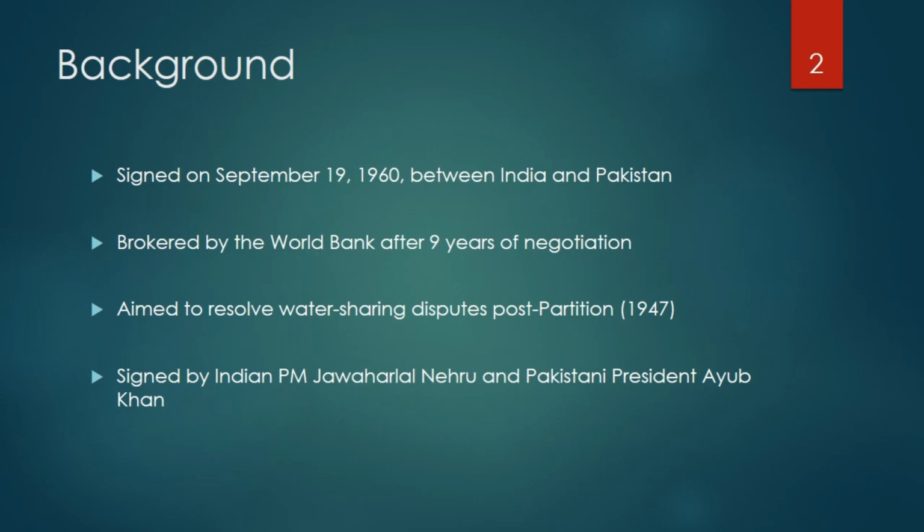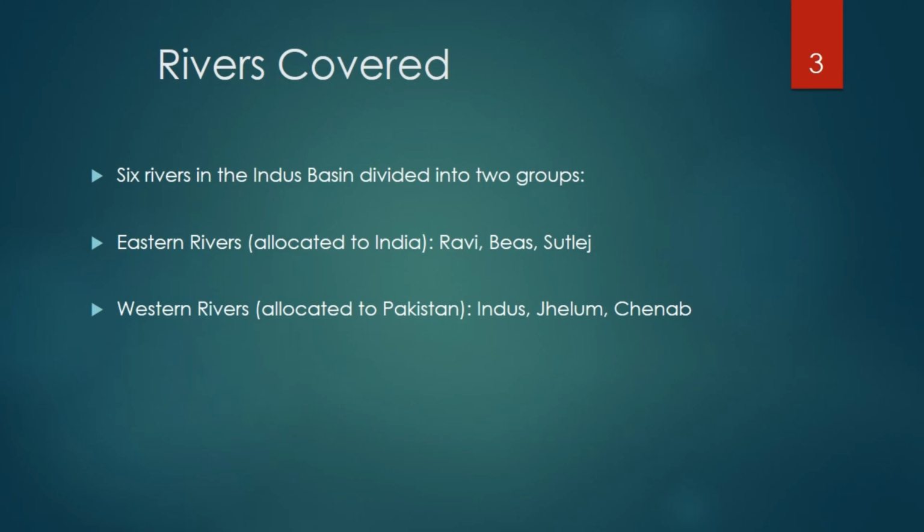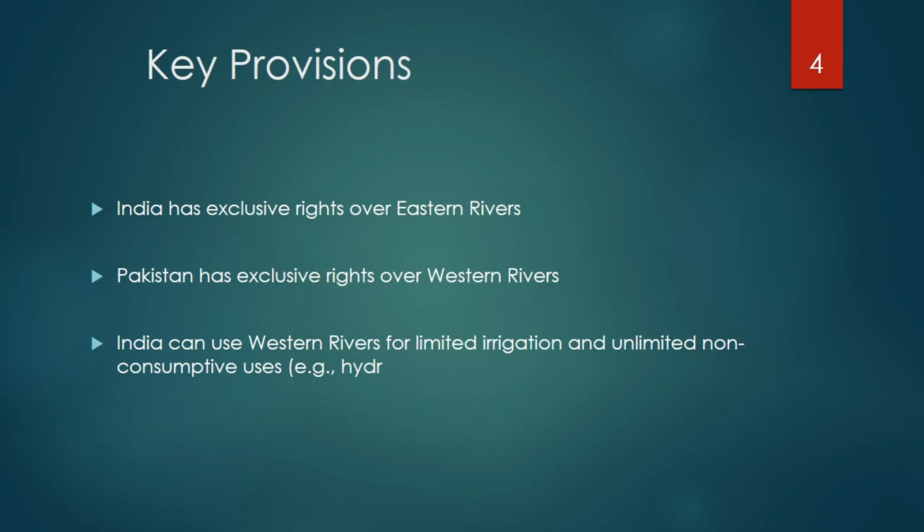The Indus Water Treaty is basically an agreement between Pakistan and India about the water sharing mechanism after the partition of the two countries. It was signed in September 1960 between India and Pakistan, and the treaty was facilitated and brokered by the World Bank after 9 years of hectic negotiation and consultation with these two countries. The basic objective of this treaty is to resolve the water sharing dispute in the post-partition era between the two countries. The treaty was duly signed by India's then Prime Minister Jawaharlal Nehru and Pakistan's then President Muhammad Ayub Khan in Karachi, which was then the capital city of Pakistan.